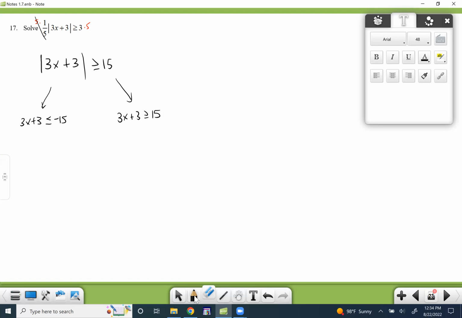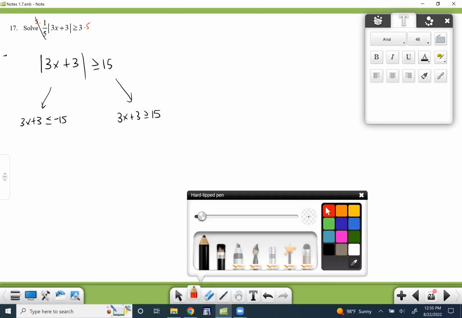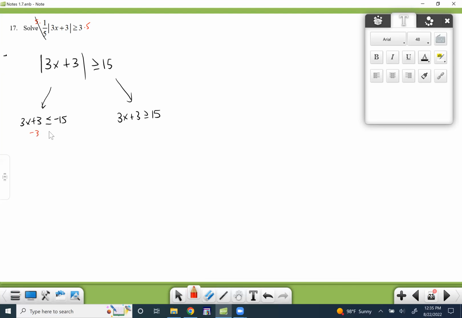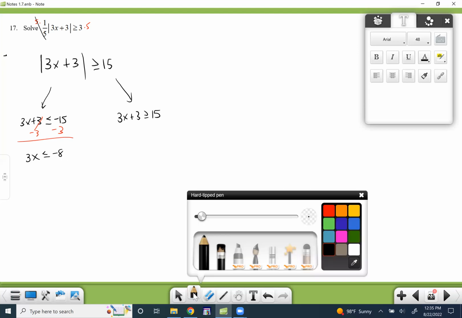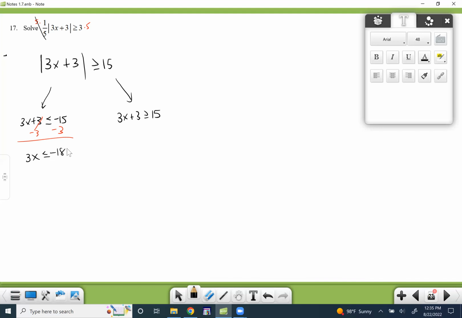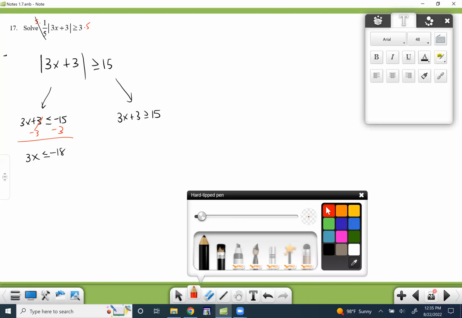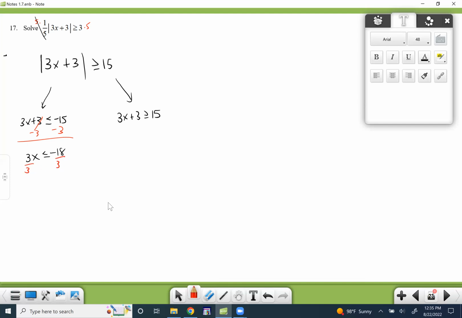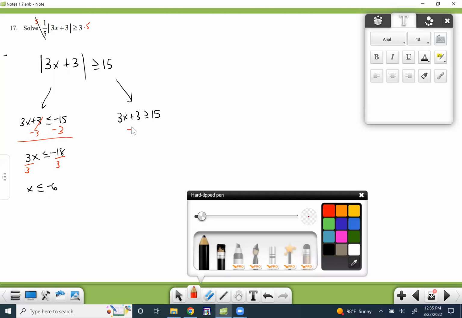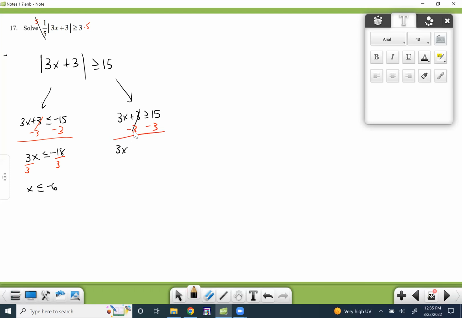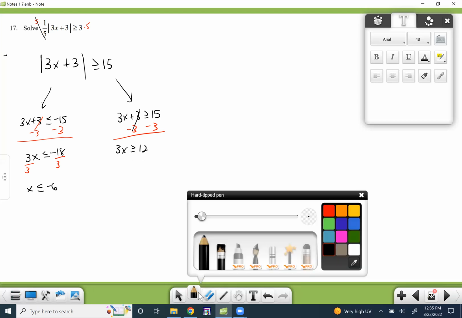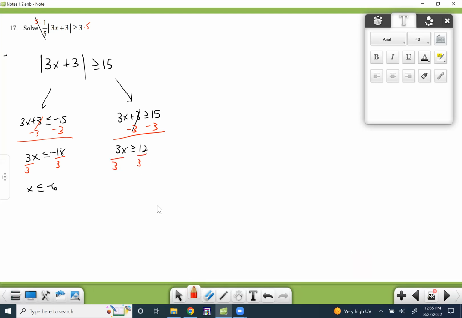All right. Okay, so let's go ahead and solve these, you guys. Take away 3, and then that's an 18. And then divide by 3. Okay, let's do the math over on this one. Take away 3. 15 minus 3 is 12. Divide by 3.